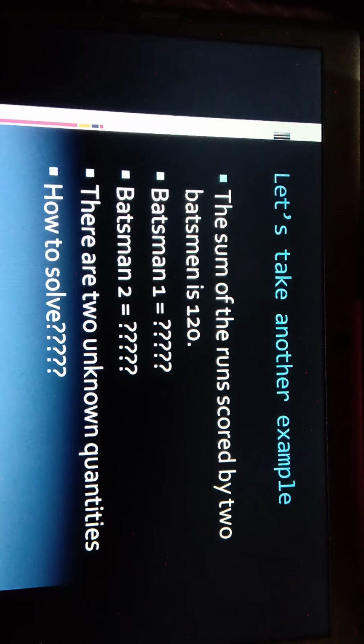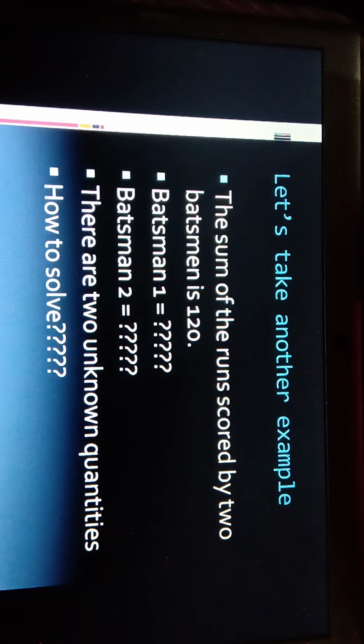Now, let's take another situation. The sum of the runs scored by two batsmen is 120. This situation is slightly different than the previous one. Here, we are talking about two batsmen and we do not know the score of either batsman 1 nor batsman 2. There are two unknown quantities. How to solve this situation?